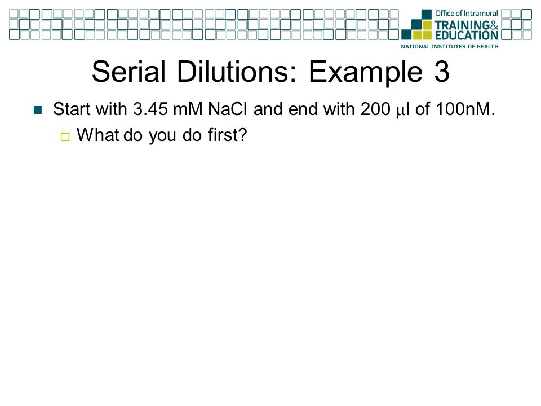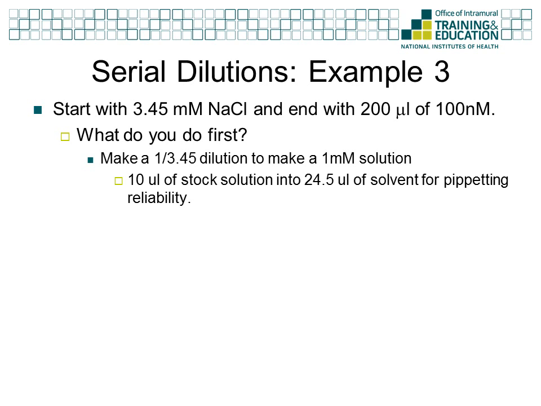I would recommend making a dilution that makes the serial dilutions more simple by creating a concentration that is factors of 10 away from your desired final concentration. In this case, I would make a 1 to 3.45 dilution to give us a 1 millimolar solution. Note, I recommend that you do not use 1 microliter of your stock solution and pipette into 2.45 microliters of solvent. That small of a volume can lead to pipetting errors. Use 10 microliters of your stock solution and 24.5 microliters of solvent.